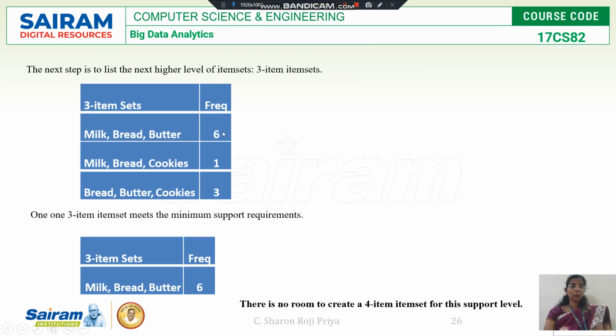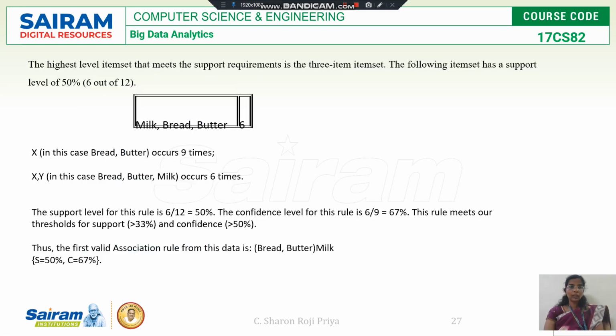Similarly, you have to find the frequency of the other three-item combinations in your transaction list. Definitely you are supposed to discard these two, as they don't satisfy the minimum support of 33%. So you will get only this one: milk, bread, butter, with frequency 6. Now you can't make a 4 item set because you only have 3 items, so there is no room to create a 4 item set. So I'll stop here.